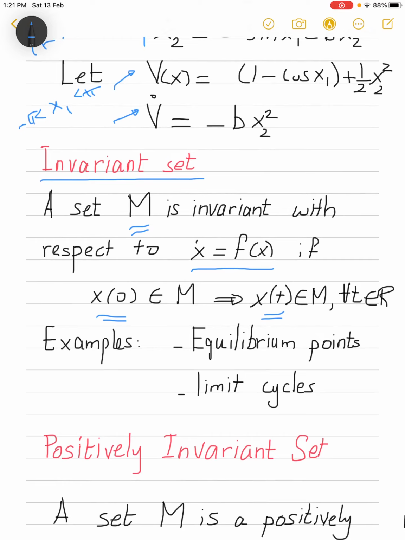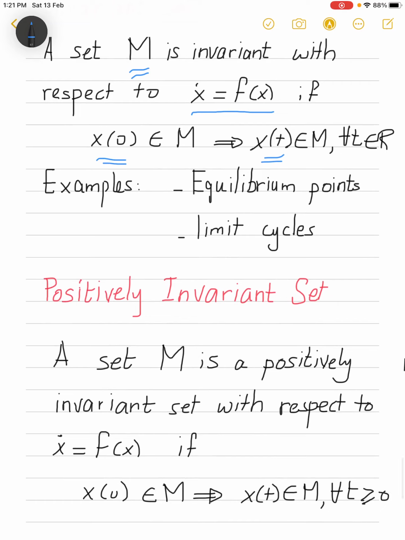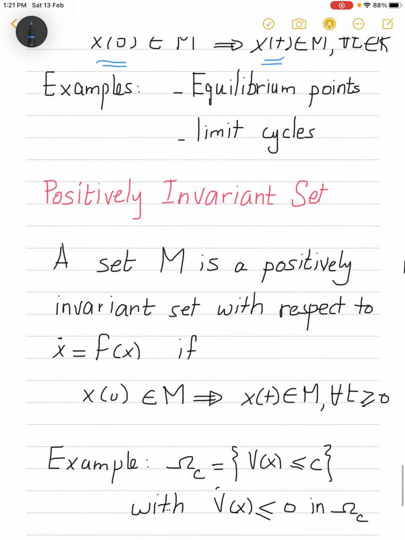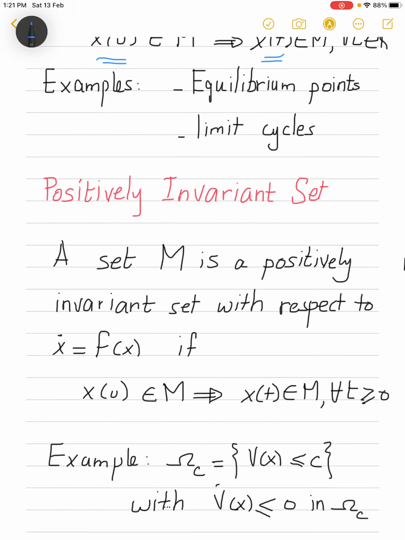Examples of this would be the equilibrium points and the limit cycles, because if we have a system at its equilibrium point, then it will remain there forever. Also, the limit cycles, if the system has its trajectory on the limit cycle, then it will remain for all the time in that limit cycle. We also define what's called a positively invariant set, and this is again a set M which is positively invariant if the system trajectory enters that region, it will never leave it.